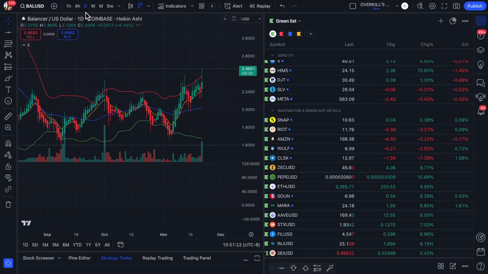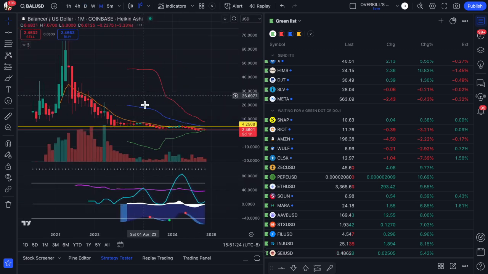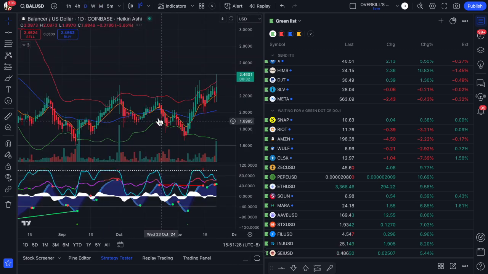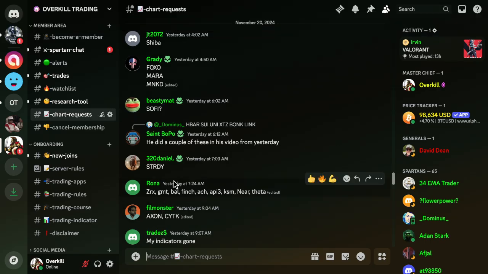BAL, Balancer. Ooh. Okay, that one's still red. So this one's a laggard. Not sure what this one does. It's got a green dot today. Super choppy coin. Put the stop loss at $2 on that one.